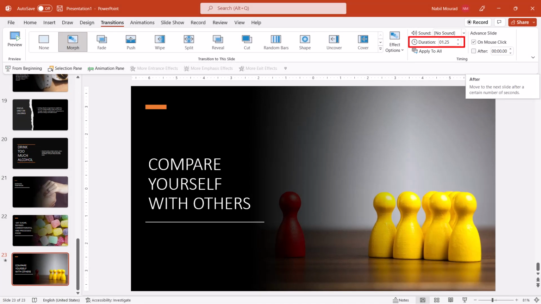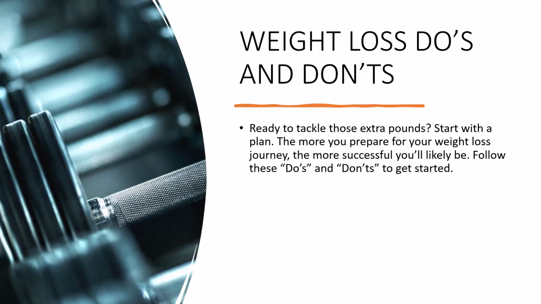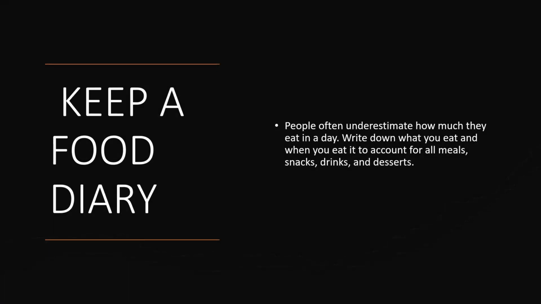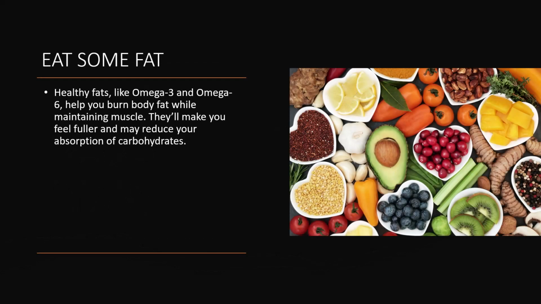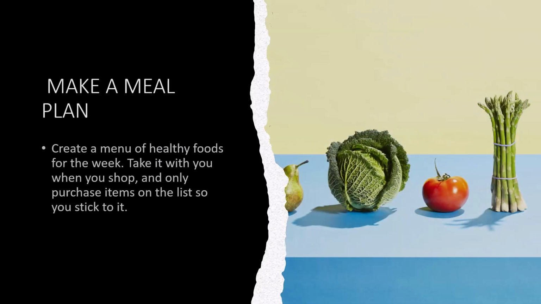I want to move to the next slide automatically after a set amount of time. So after checking the After box, I can change the amount of time and make it 2 seconds and apply it to all, just to simplify the concept. And then I run my slideshow by hitting the F5 key. This is a self-running presentation. Every 2 seconds, I move to the next slide. I created a nice presentation by converting a dull Word document into a dynamic PowerPoint presentation.